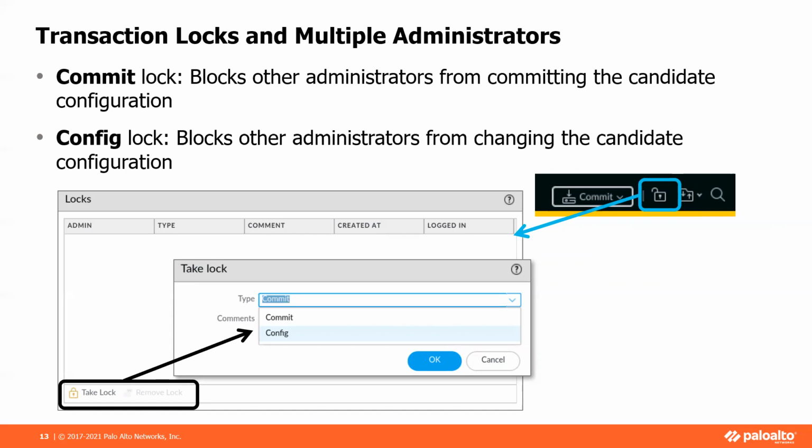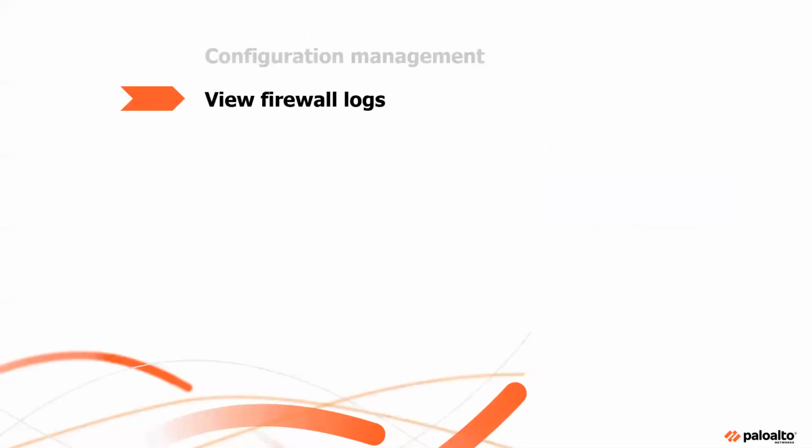You can set up transaction locks and lock out multiple admins. So if I hit the commit lock, this will block other administrators from committing the candidate configuration. And same way with the config lock, I can block other administrators from changing the candidate configuration as well. So if you're doing massive changes and you don't have two admins that are necessarily communicating, you can block one out so that they aren't making changes at the same time that would break your changes.